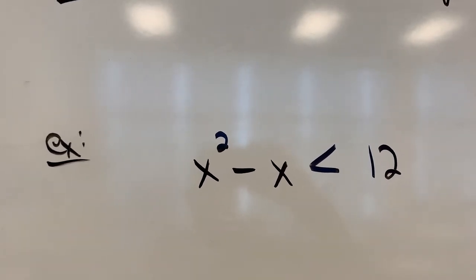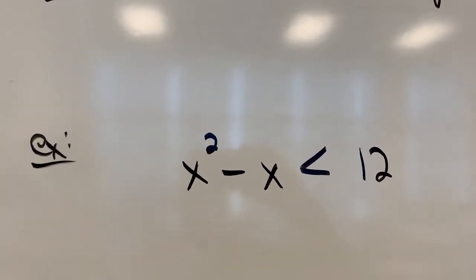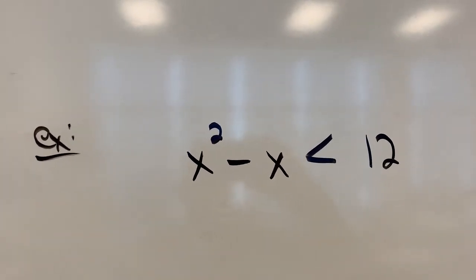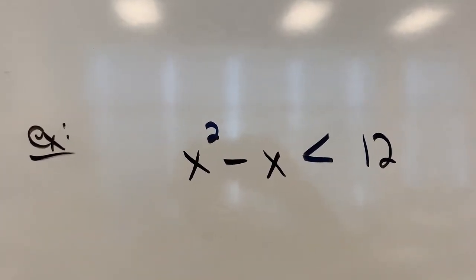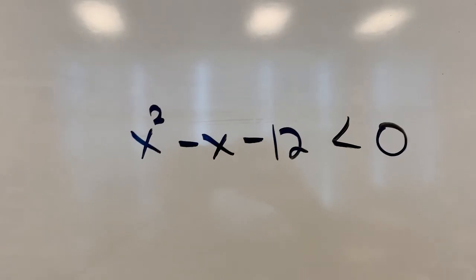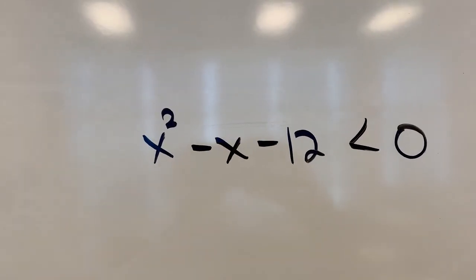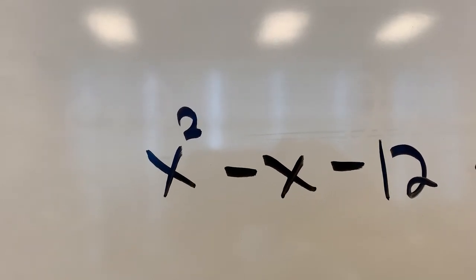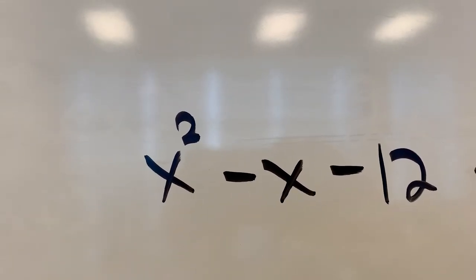My best advice for you in this is similar to way back when we did solving in chapter 4: get 0 on one side, put the whole quadratic on the other side. So in this case, just subtract 12 and you have this: x squared minus x minus 12 is less than 0. So really I'm looking at this quadratic and saying, if I can factor it, let's factor it. If not, I suppose I'd head down the road to the quadratic formula.